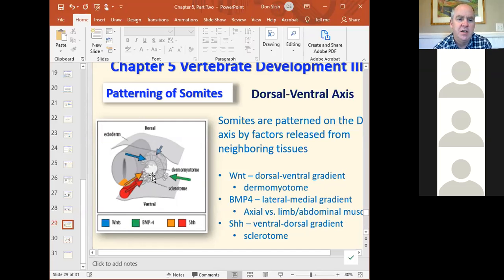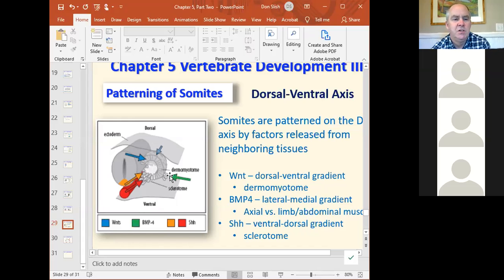Okay, so does this make sense, I hope? Your Sonic Hedgehog is turning the cells in the bottom of the somite into chondrocytes, and they're moving to become the vertebrae and the ribs. The Wnt is causing the stuff on the top to become dermis. And then you've got this BMP gradient over here that's determining medial versus lateral of that mesoderm, the muscle there, okay?